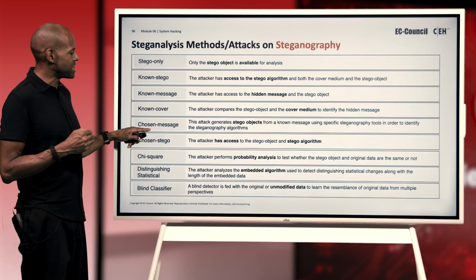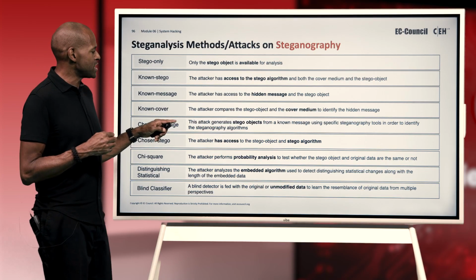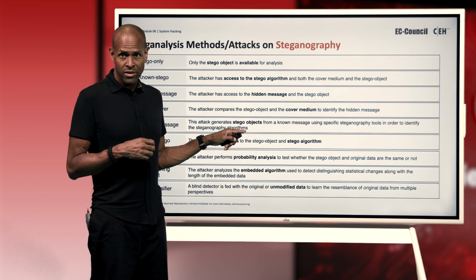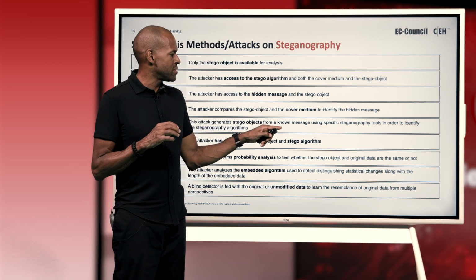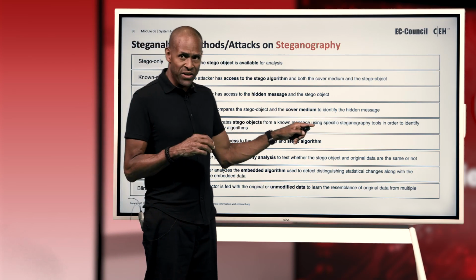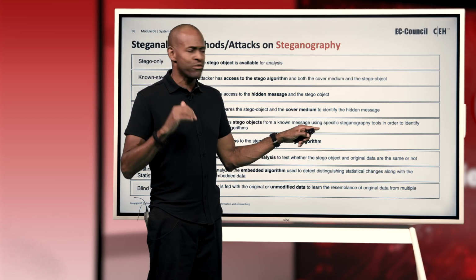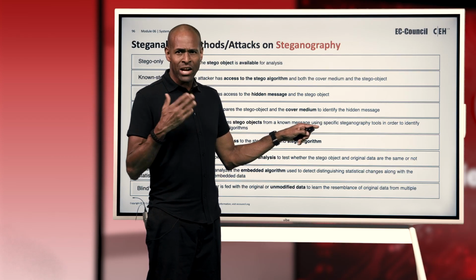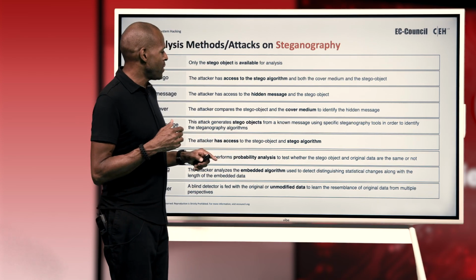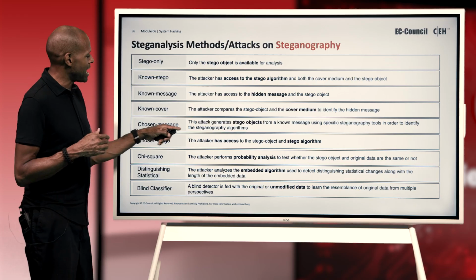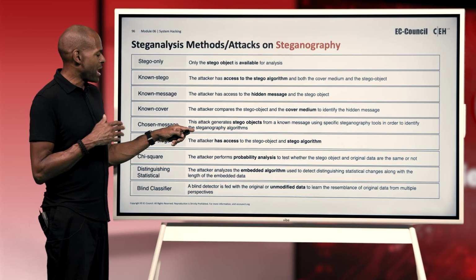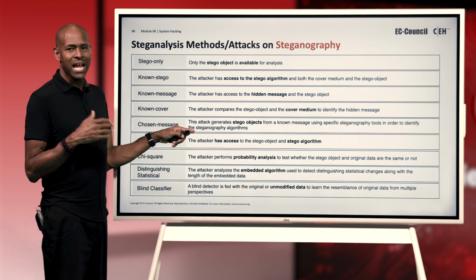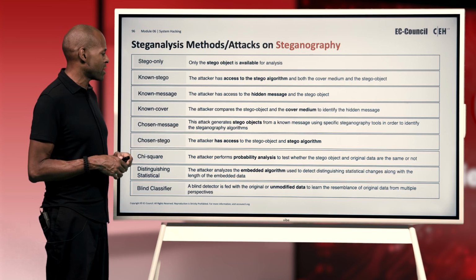Chosen message. What we do for this one is we generate a stego object from a known message using specific tools, and I might have to iterate through tools. What I am doing as I iterate through these tools, knowing this message, is I want to find out which one of these produces the same output, and that way I can get the steganographic algorithm that was used to originally encode it.